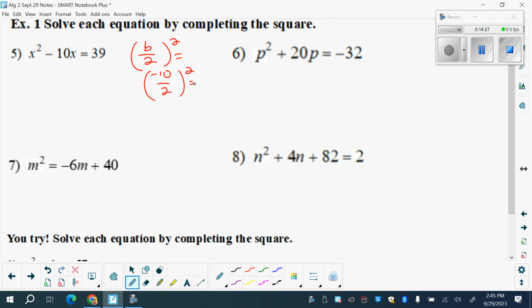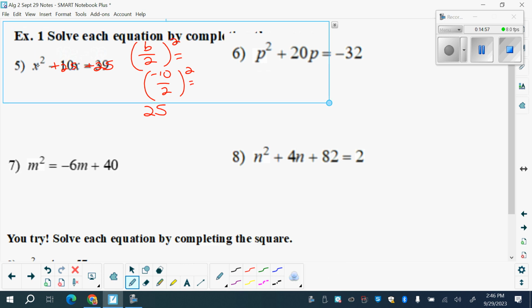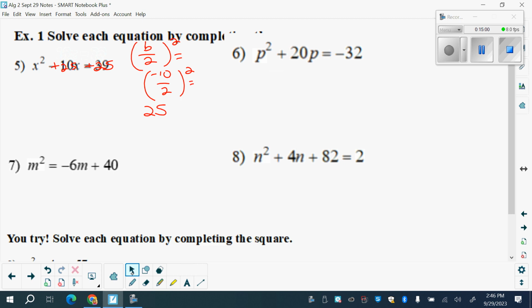Omar, what's that equal to? Yes, you do. You're really good at doing that. Yes, it is. I knew you would. So we're going to add 25 to both sides here. Why not just this left side? Can I just add a number to one side of an equation? No, it would change it. So I have to add it to both sides. Now I'm going to write that as a perfect square.